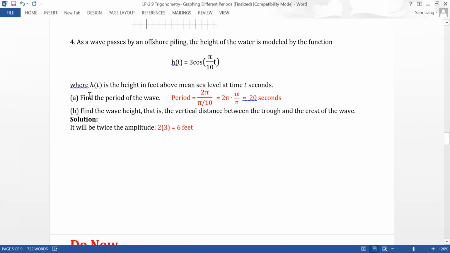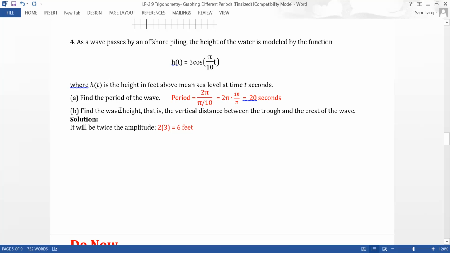All right, part A, find the period of the wave. So yeah, just 2 pi divided by that coefficient k. So 2 pi divided by pi over 10. So that'll be 2 pi times 10 over pi, right? Take the reciprocal. So pi divides out, you're going to get 2 times 10, which is just 20 seconds. Okay, so that's part A.